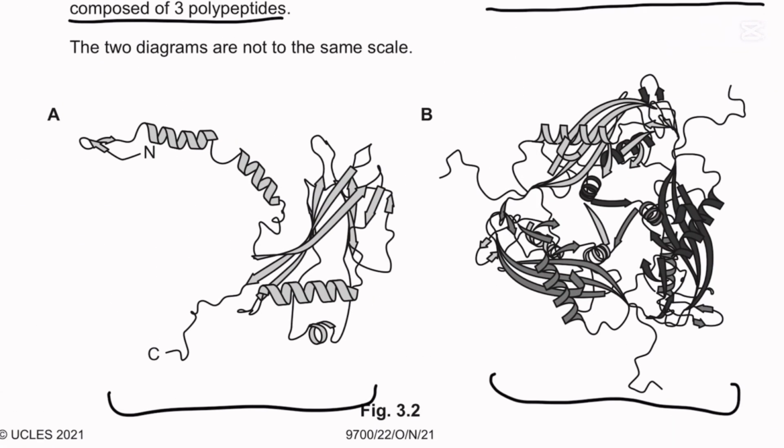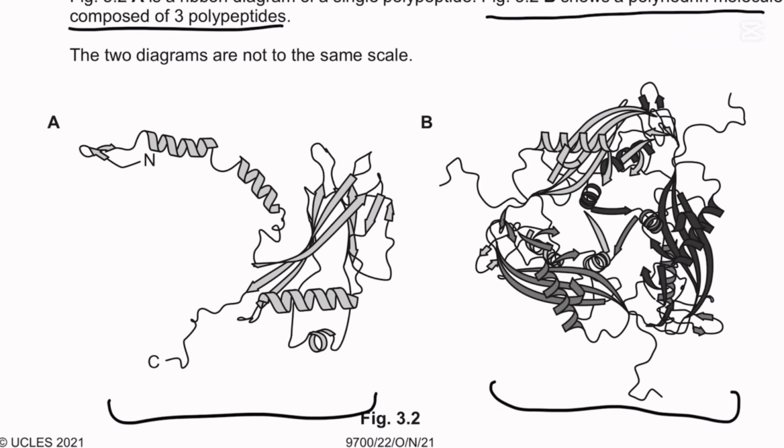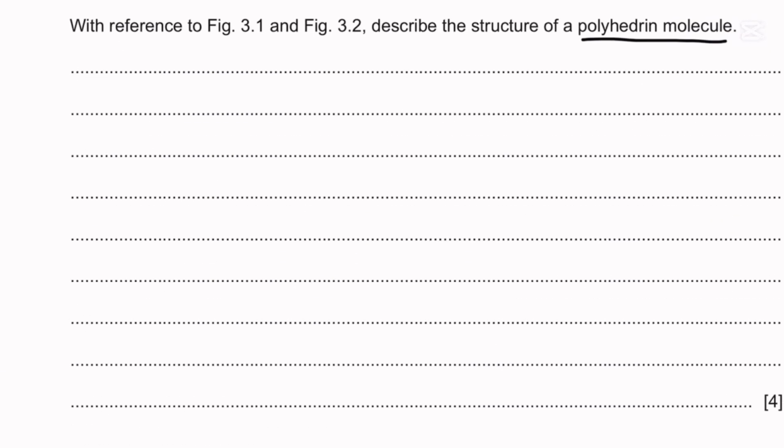Okay, so in general, in 3.1 and 3.2, here you can see the primary structure of polyhedron with its amino acid sequence. Here you can see the secondary structure with the alpha helices and beta pleated sheets. Here you can see the coiling, so you can also see the tertiary structure. And then you can see the quaternary structure with more than one polypeptide chain being involved. So that's all, okay, and it has 4 marks, I think each mark pertaining to a different kind of structure.